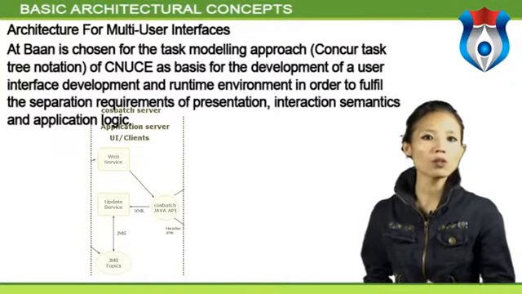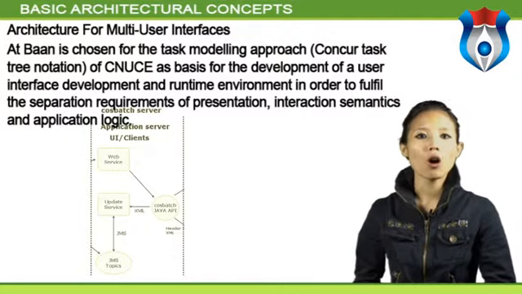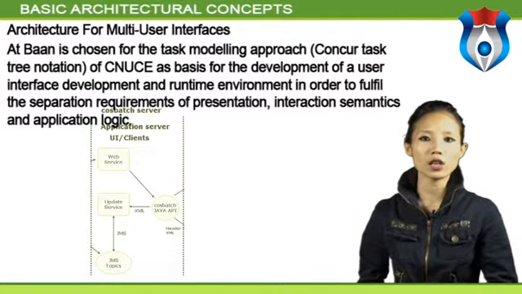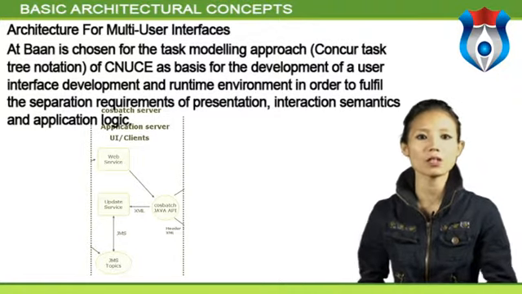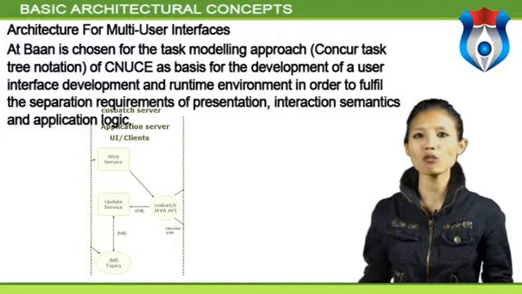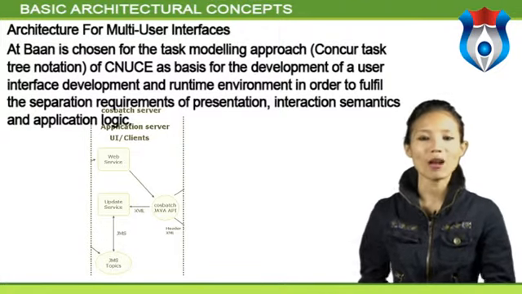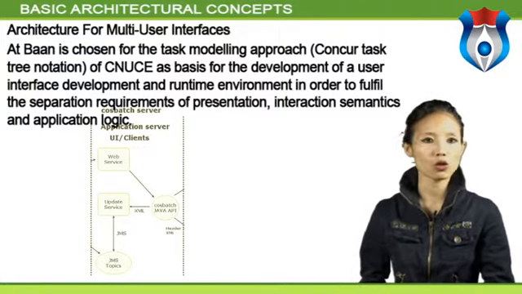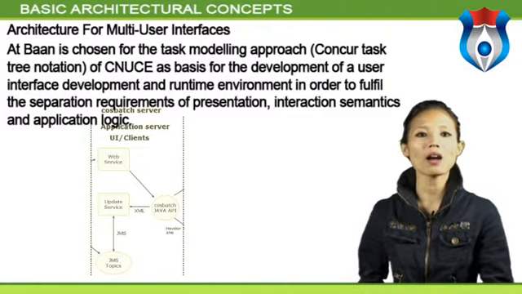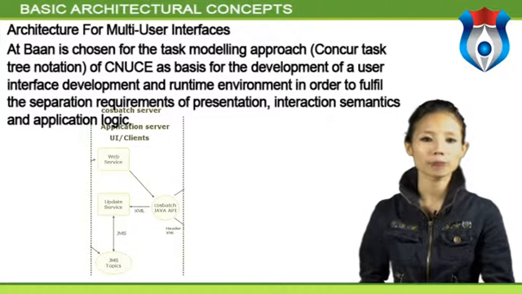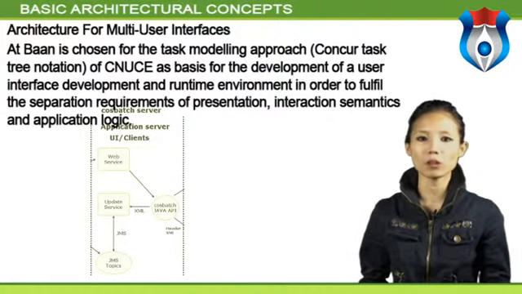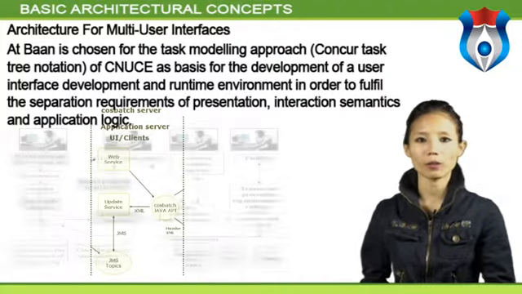At Baan, the ConcurTaskTrees notation of CNUCE is chosen for the task modeling approach as the basis for the development of a user interface development and runtime environment, in order to fulfill the separation requirements of presentation, interaction semantics and application logic. At runtime, the UI and the business objects are coupled to each other via the task interpreter, which connects actions of the user to actions of the application logic and vice versa.